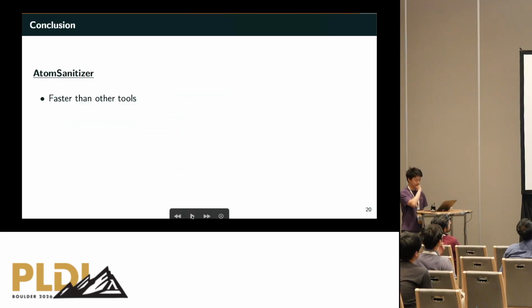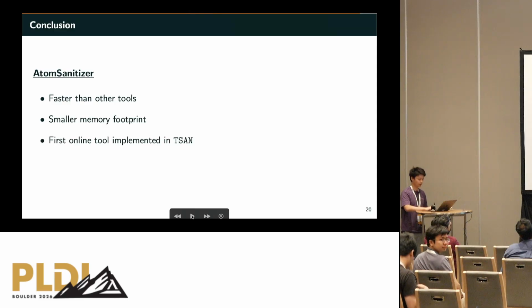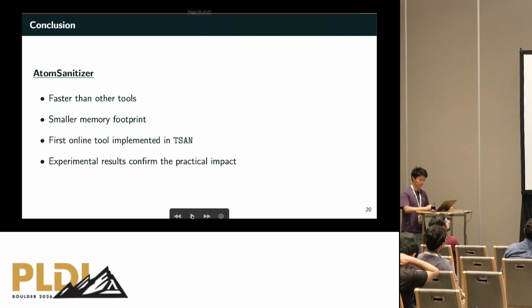So the conclusion is that AtomSanitizer is faster than the other tools, and it has a smaller memory footprint. It is the first online tool implemented in ThreadSanitizer to detect atomicity violations. And the experimental results confirmed the practical impact. Yeah, thanks.